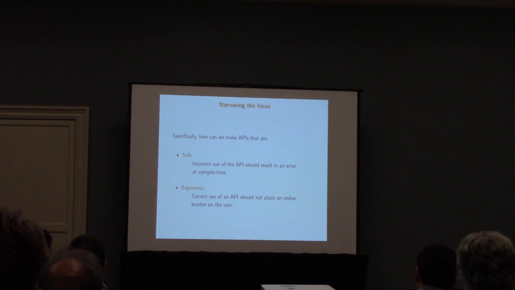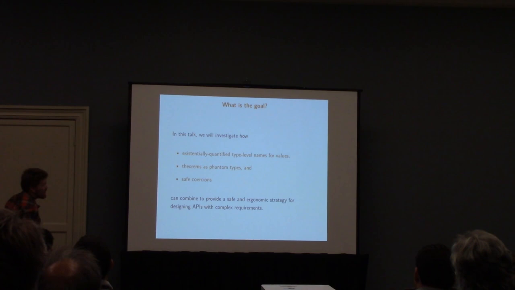So what's the goal of this talk? I'm going to talk about a specific pattern for API design that combines existentially quantified type level names for values, theorems as phantom types, and safe coercions in order to design these APIs that allow two-way communication.